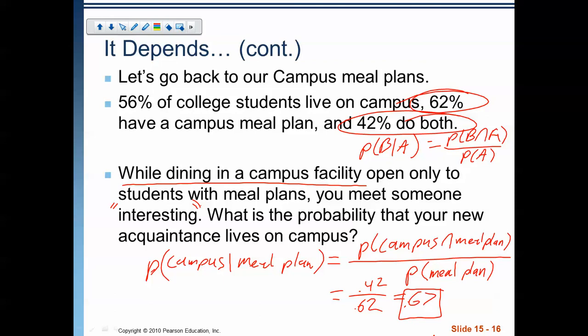So if you met this interesting person in the campus facility, and then you wanted to find out where they live, because that's not creepy at all, there is a 67% chance that that interesting person you met does live on campus as well. And I think that's kind of all I wanted to talk about today.